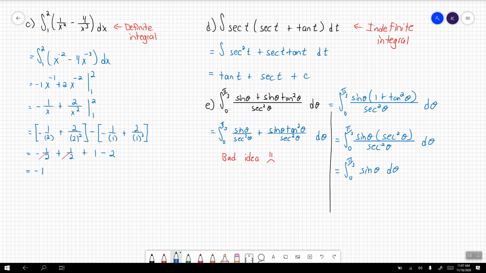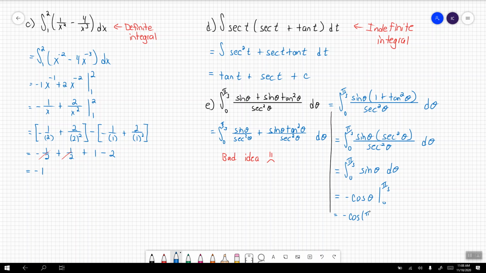As we go through this integration, we need the antiderivative for sine, which will be cosine. But if we took the derivative of cosine, we would get negative sine, and we don't have a negative sign. So the initial derivative that we took must have been negative cosine. So this will be evaluating negative cosine of theta from 0 to pi thirds.